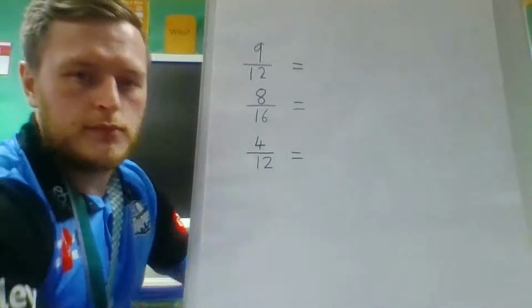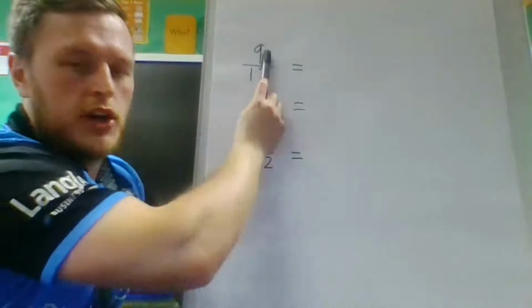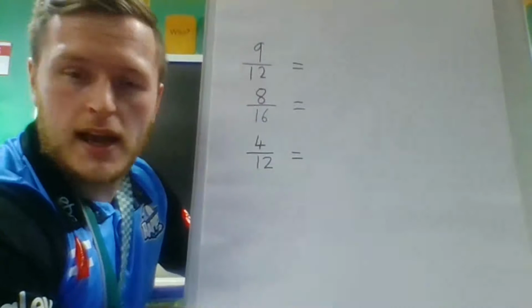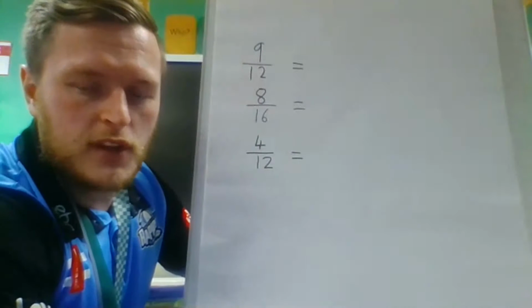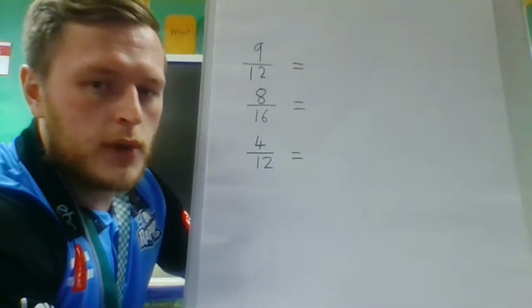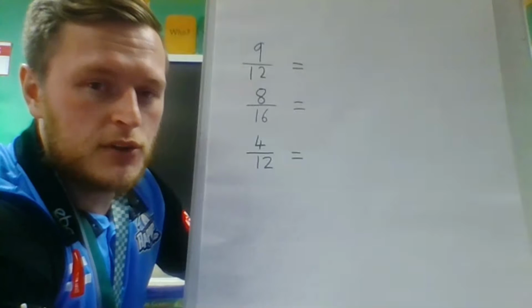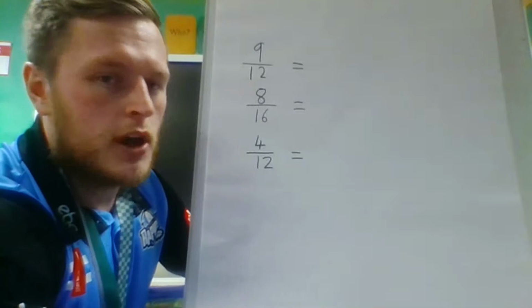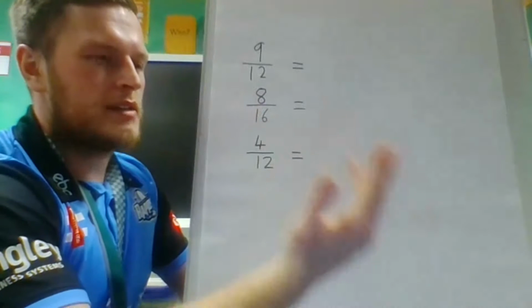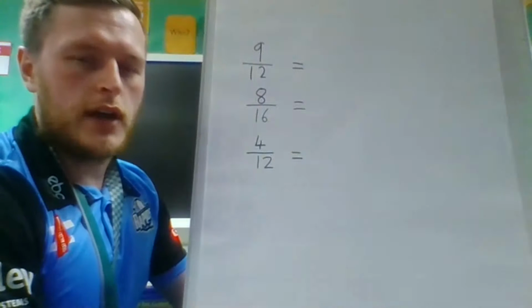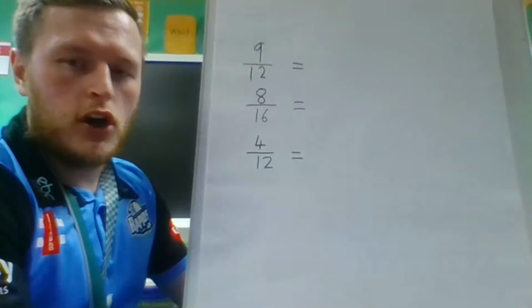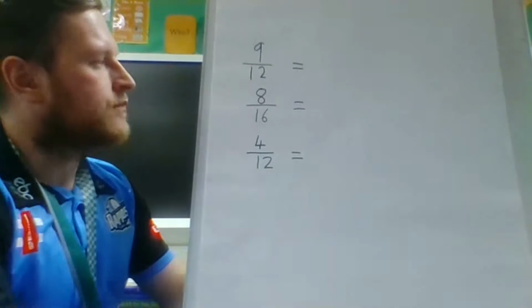Here you've got 9/12. Now, if I did 9 divided by 9, I'd get 1 here, but I can't do 12 divided by 9, not easily anyway. So that does not work. To do it, you need to find the times table that they can both be divided into. If I came to my 2's, 2, 4, 6, 8, 10, 12, so 12 is in the 2's, but 9 isn't in the 2's, so I can't use the 2's.